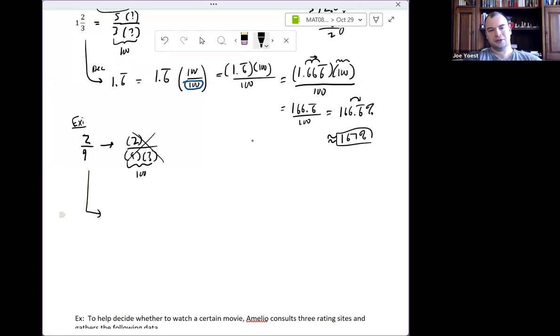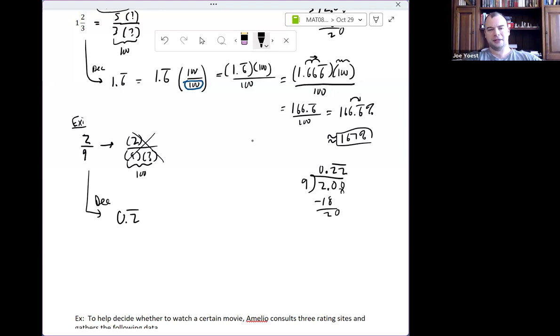But I can convert 2/9 to a decimal. So if I do 2 over 9, 9 does not go into 2. Does 9 go into 20? Yes, it does. 9 goes into 20 2 times. 2 times 9 is 18. And does 9 go into 20? Yes, it does 2 times. And we see we have a repeat. So 2/9 is 0.2 repeating as a decimal.